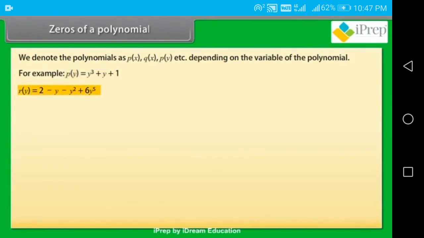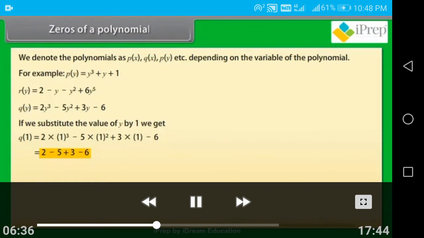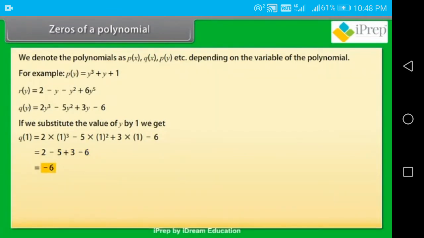r(y) is equal to 2 minus y squared plus 6y raised to the power 5. Look at this polynomial now. q(y) is equal to 2y cubed minus 5y squared plus 3y minus 6. If we substitute the value of y by 1, we get q(1) is equal to 2 into 1 cubed minus 5 into 1 squared plus 3 into 1 minus 6, which is equal to 2 minus 5 plus 3 minus 6, which is minus 6.